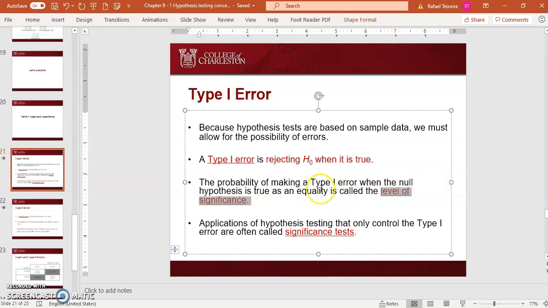Remember the alpha that you learned in chapter 8? So the alpha is the level of significance. The smaller the alpha, the less likely I am to commit this mistake of rejecting something that is true, if the current state of affairs is true. Okay?